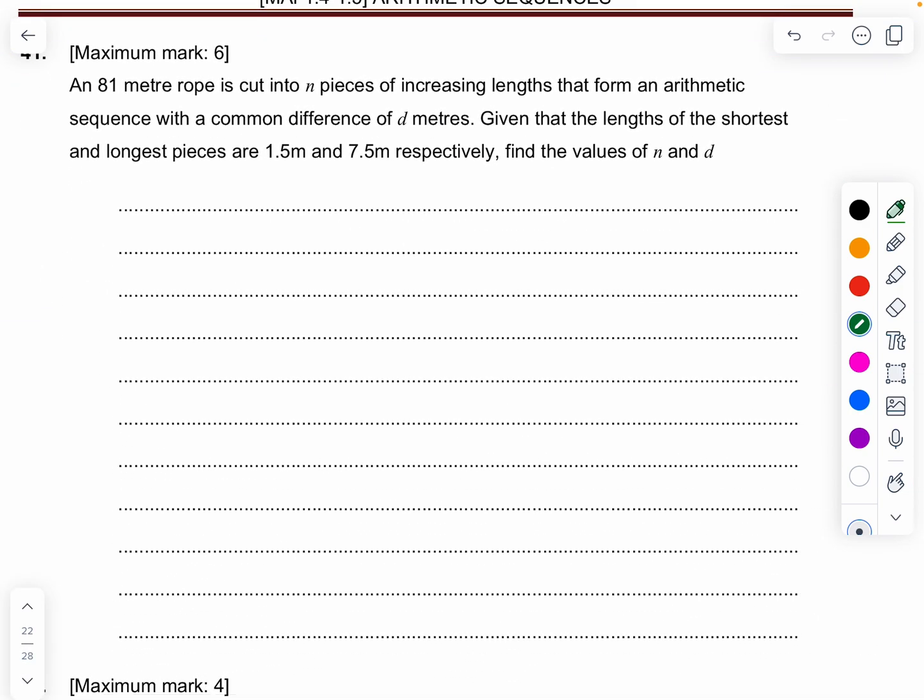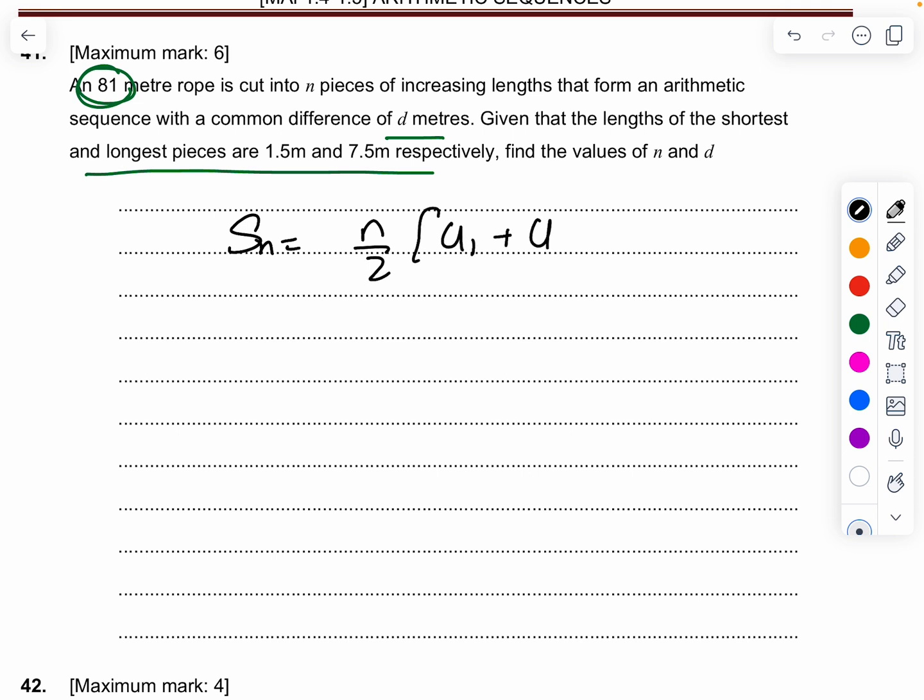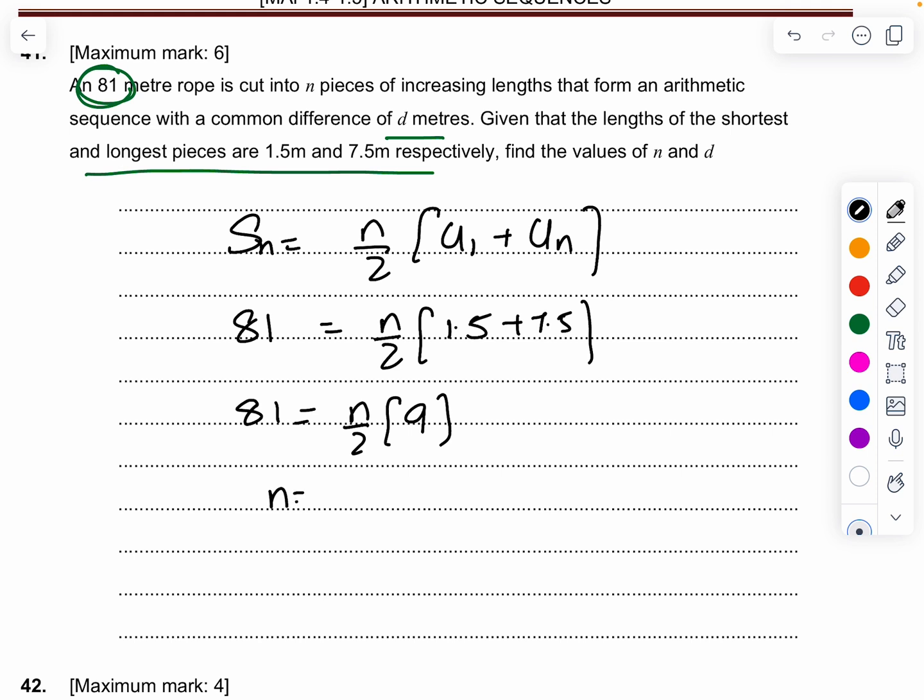Question number 41. An 81 meter rope is cut into n pieces, increasing in length, that form an arithmetic sequence. So the total length of the rope is 81. The common difference is D. Given that the lengths of the shortest and the longest are 1.5 and 7.5. So Sn equals n upon 2 times first term plus last term. We don't know n. The first term is 1.5, the last term is 7.5 and the total is 81. So 81 equals n upon 2 times 9. So n equals 81 times 2 divided by 9, which is 18. So it has been divided into 18 pieces.